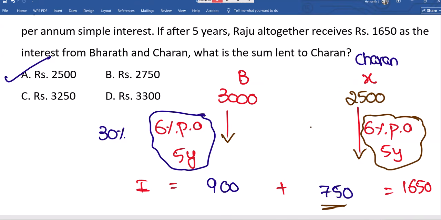6% for 1 year, so 5 years means 30%. Simple interest is like addition. So first year 5% interest, second year 6% interest means combined 11%. In simple interest we can do addition, whereas in compound interest I have to write 105%, 106%. That is a different story. Simple interest is like addition, compound interest is like multiplication.